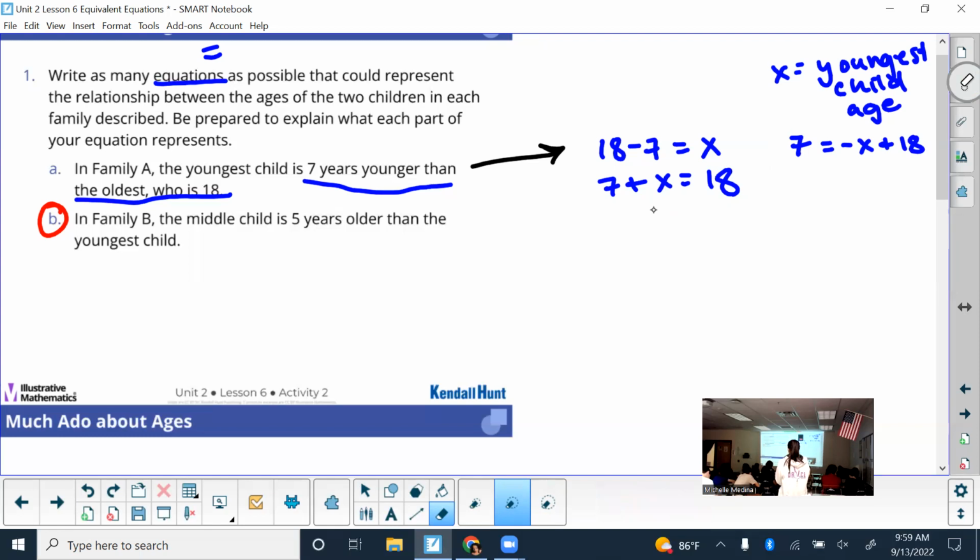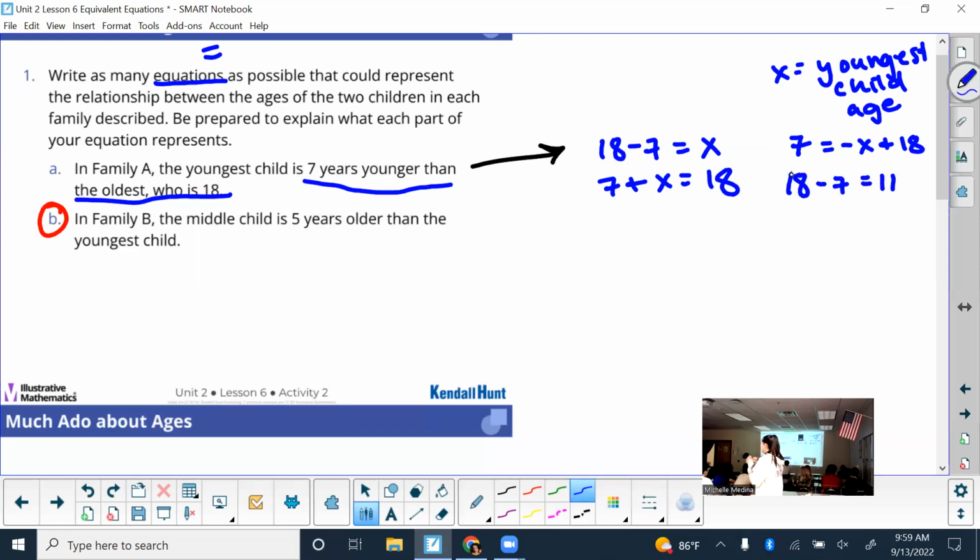What would X equal? 11. But then if I also write that, isn't that an equation? Yeah, equations don't have to always have variables. Sometimes they don't even have to have any numbers, sometimes they're all variables. But what they do have to have are the equal signs. So there's plenty of options out there.